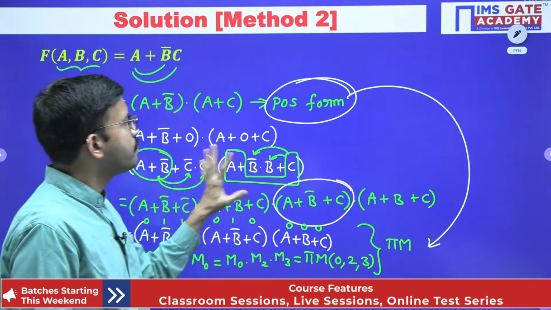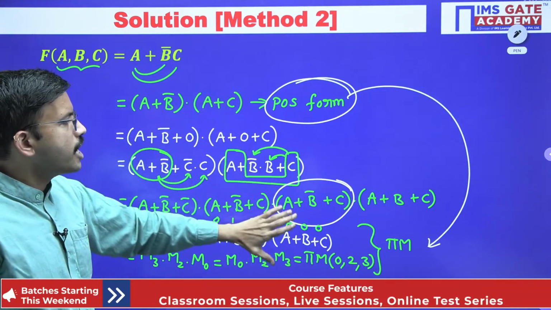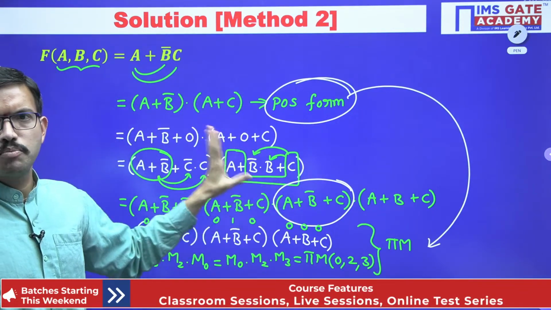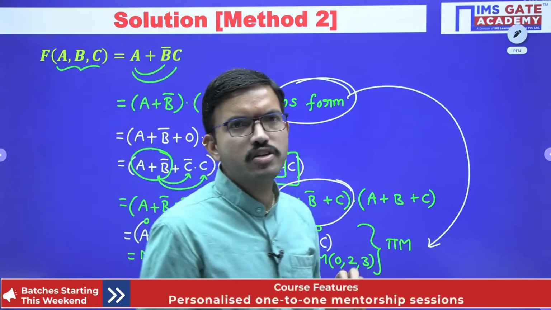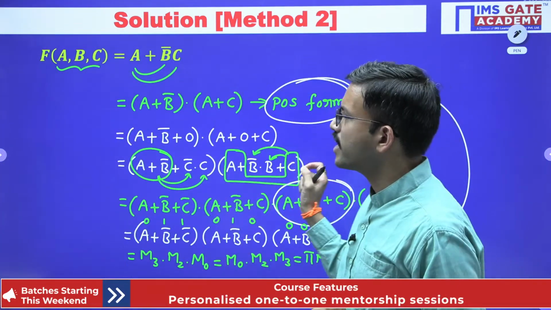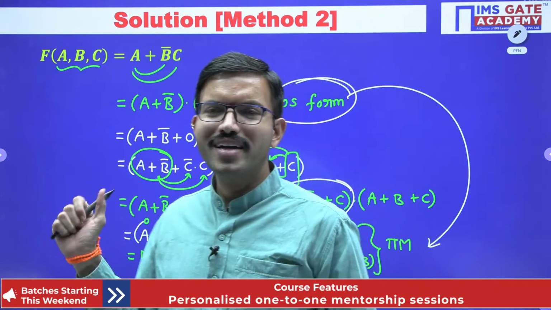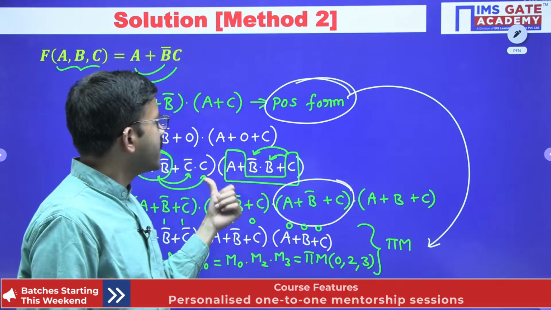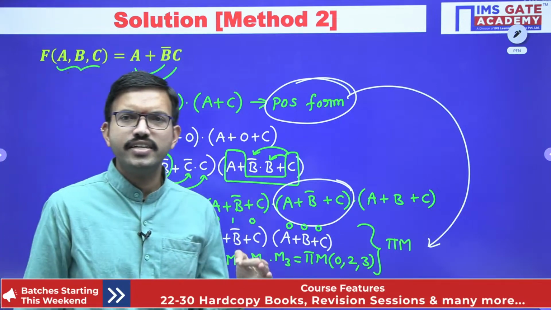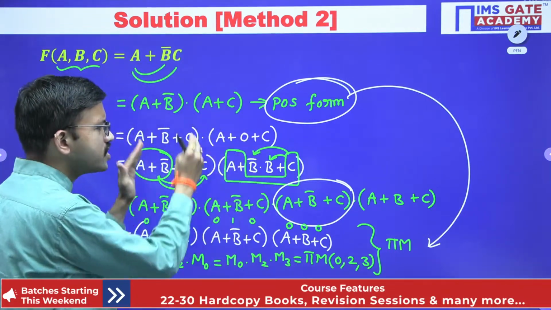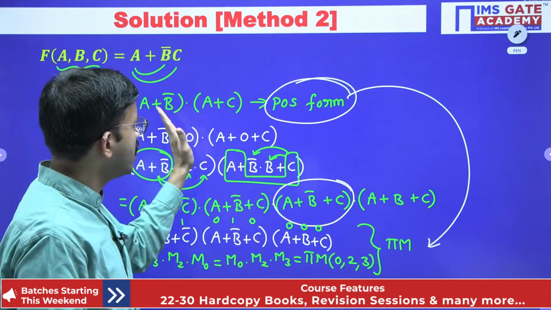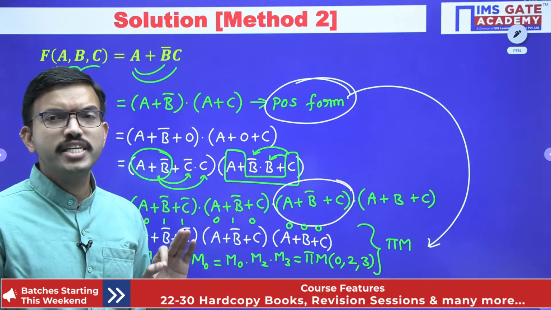For understanding purpose, I have discussed both the forms, like POS to pi capital M or SOP to sigma m. Okay, both the methods in the conventional approach I have discussed. This is for understanding purpose. Once you understand this method, if you get such type of questions in the GATE exam, you no need to solve these kind of questions in the conventional approach like this. If you solve like this, you will get the answer, but it will take more time.